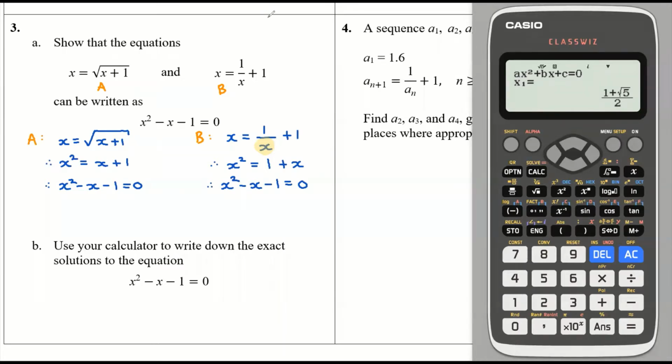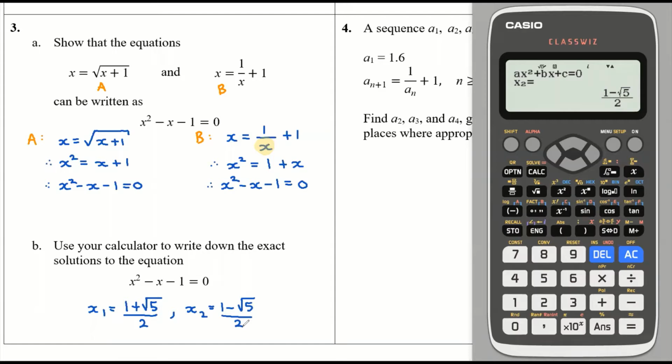Does anybody recognize this number? Okay, something for you to Google perhaps. So solutions. So we'll say x1 is equal to 1 plus root 5 over 2. And you can probably guess what the next solution is going to be. It's the quadratic formula, isn't it? So x2 is 1 subtract root 5 over 2. So x2, second solution, is equal to 1 subtract root 5 over 2.